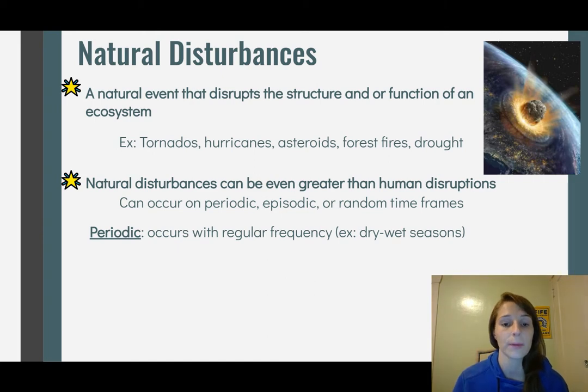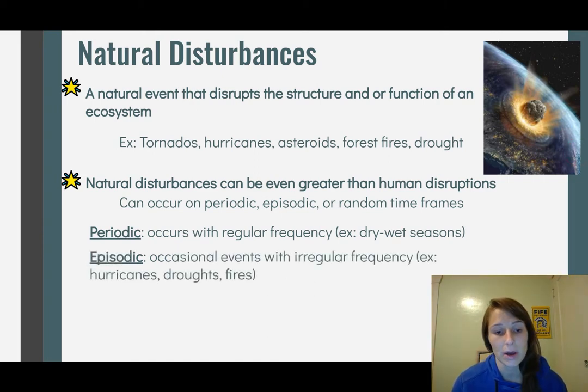It happens frequently. The next type is going to be episodic, which is where it's going to be occasional events with irregular frequency. Now, this might be something like hurricanes that we might see happening in Florida, droughts, or fires, like the wildfires that we see here in Washington or in California. They're going to be happening somewhat frequently, but irregular. It's not like a very predictable pattern. And we are not always able to predict when they are going to happen until it's kind of in the process of happening.